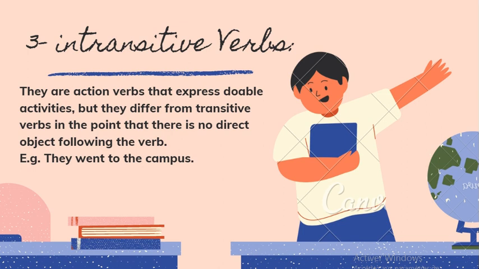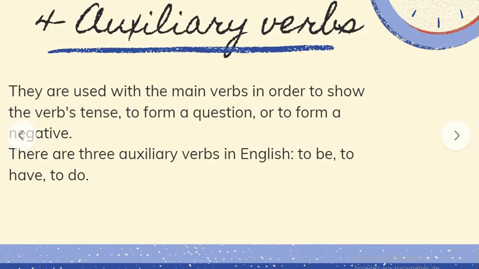Moving now to the fourth type, which is auxiliary verbs. We can call them also helping verbs. Simply, auxiliary verbs are used with the main verb. They are not used independently. They are used only with the main verb in order to show the verb's tense, to form a question, or to form a negative. The three auxiliary verbs in English are to be, to have, and to do.